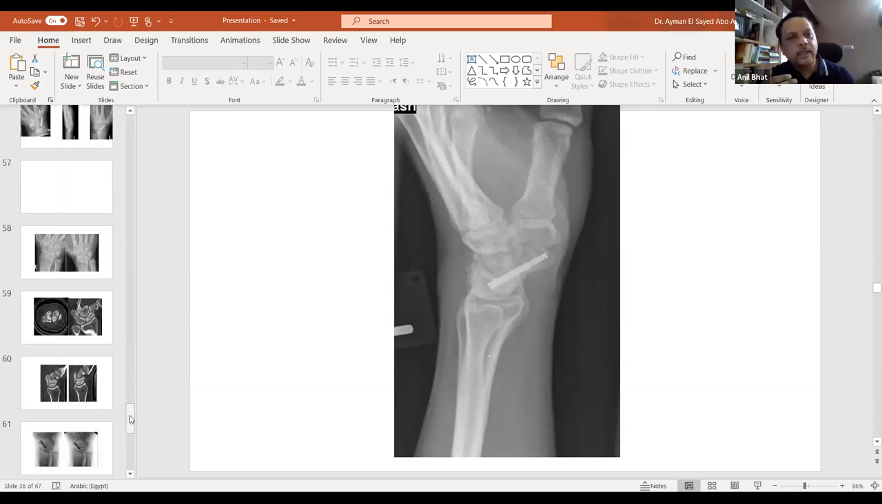Whenever the posterior cortex is intact, yes. Right. So that's good for distal poles or for waists. Waist, yeah.